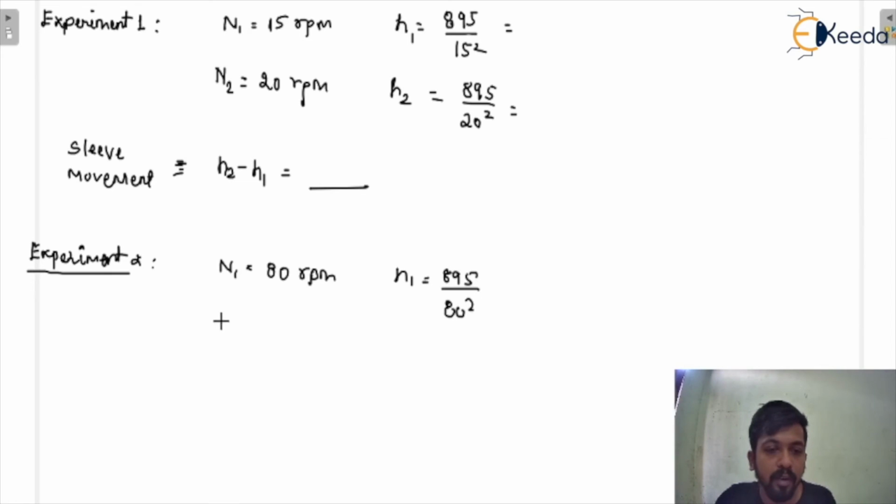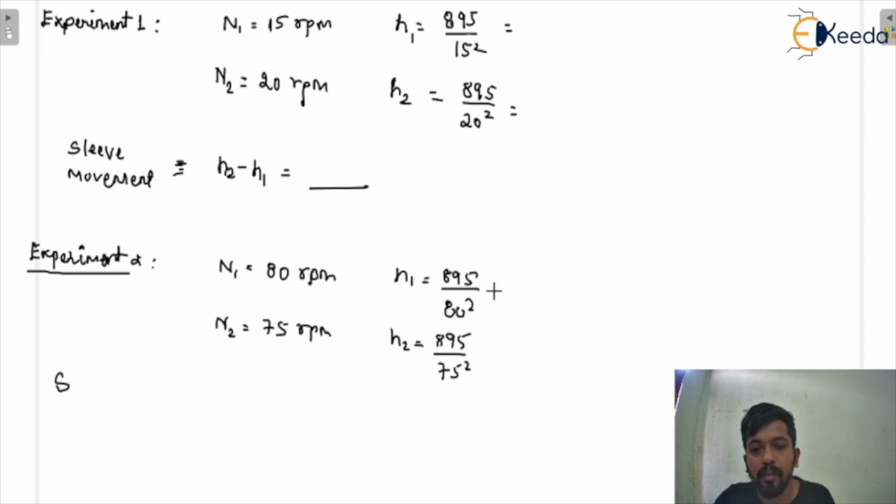Okay, so when you find out the height of the governor in case of the second, when n2 is equal to 75 rpm, you will get the value of h2, that would be 895 upon 75 square. Here you can see, when you make a square, you will get 895 upon that, which would be 6400, something like that.